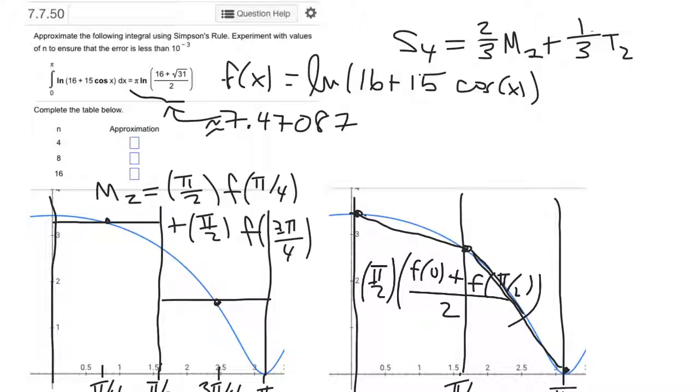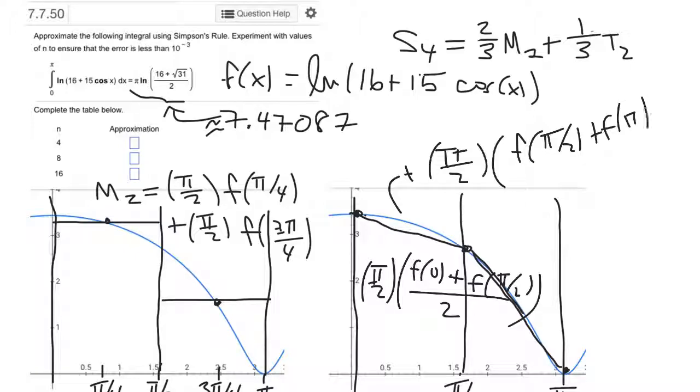The second trapezoid I would add to that has width pi over 2, and the average height is f of pi over 2 plus f of pi, all over 2. So width times average height there. Just those two trapezoids together will be my T2 approximation. I know that's a bit of a mess to look at, but that's how I would get the M2 and the T2 approximations. Then the S4 approximation will be 2/3 of one of those plus 1/3 of the other. That'll be S4.